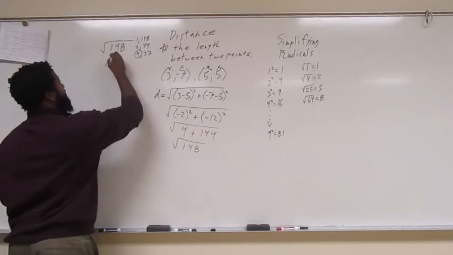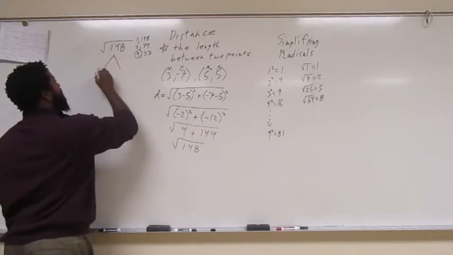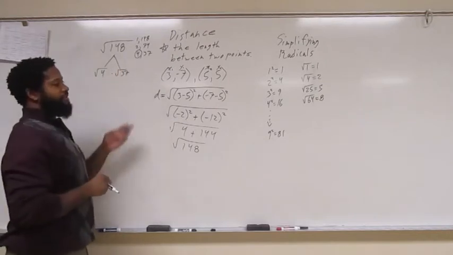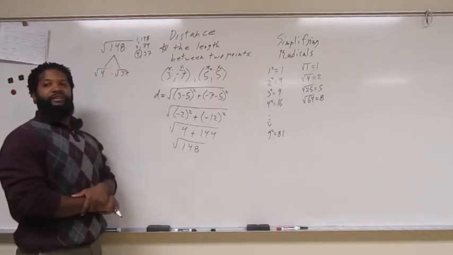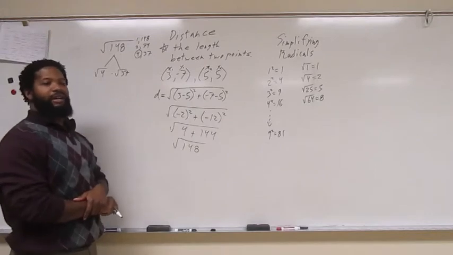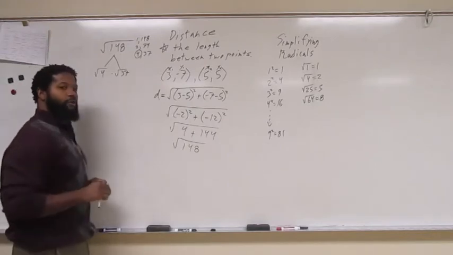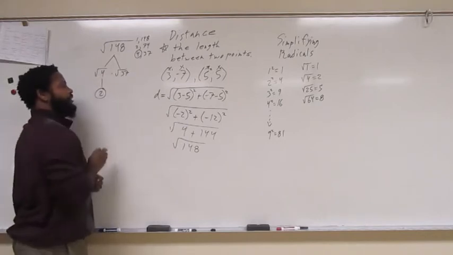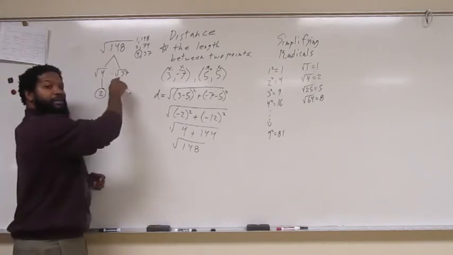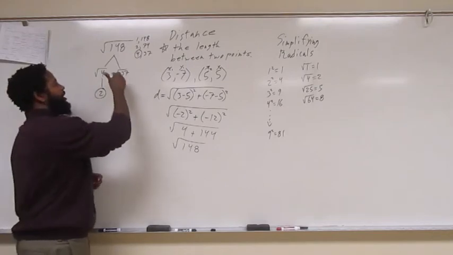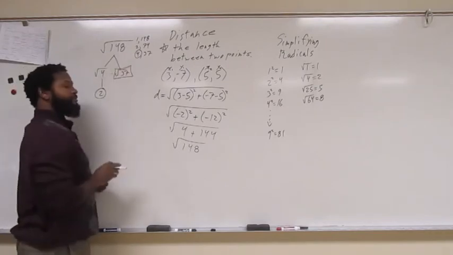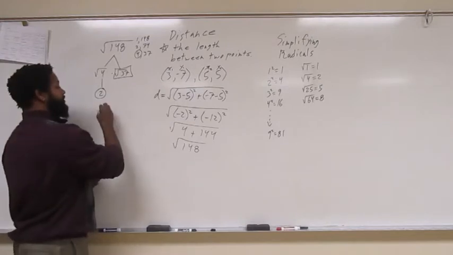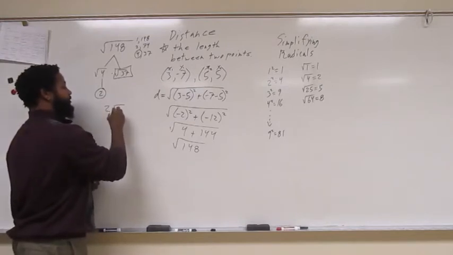So, Christmas tree. Square root of 4 times the square root of 37. Is there any way that we can simplify that 37? No, not at all. But we can simplify this 4. What's the square root of 4? 2. Circle it. Can we simplify the 37? No, so we're going to put a box around it. So the answer is 2 square root of 37.